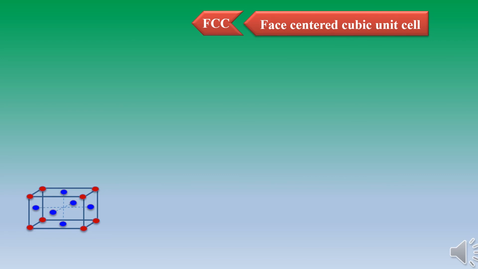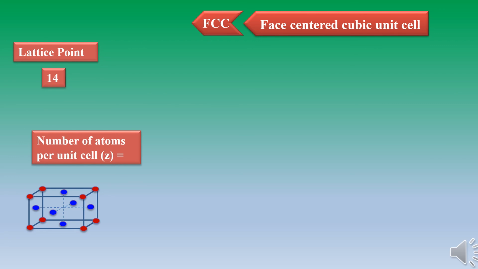Next one is face centered unit cell, abbreviated as FCC. If you observe the FCC unit cell, there are 8 atoms at the corners. You can look at here. These are the 8 corner atoms: 1, 2, 3, 4, 5, 6, 7, 8. In addition to this one, we have 6 face centered atoms. Look at here. This is the 1, 2, 3, 4, 5, 6. These are the face centered atoms. 8 corner atoms and 6 face centered atoms. So total lattice points are 14.